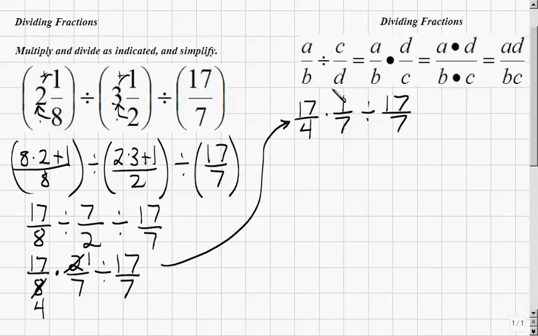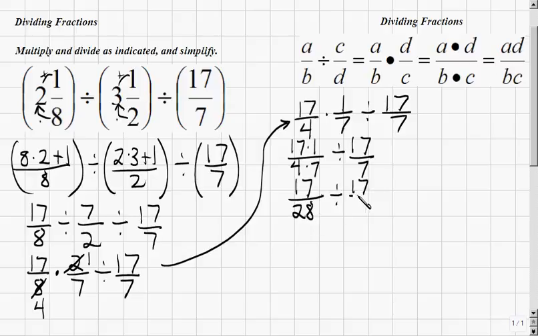With our two fractions now, we realize that when we're multiplying fractions, we multiply numerators and denominators. So 17 times 1 over 4 times 7. This fraction will be divided soon by 17 over 7. Next, 17 times 1 is 17, and 4 times 7 is 28, divided by 17 over 7.